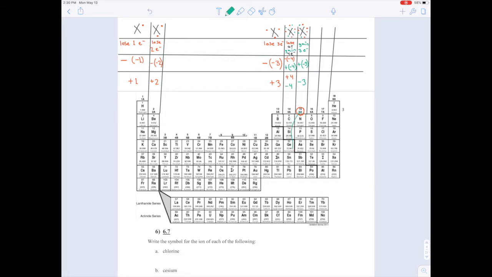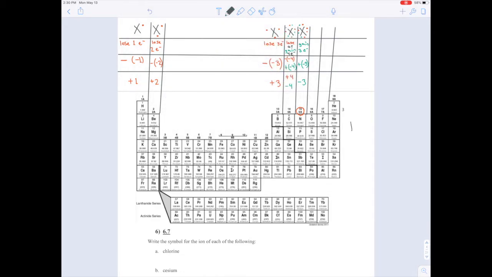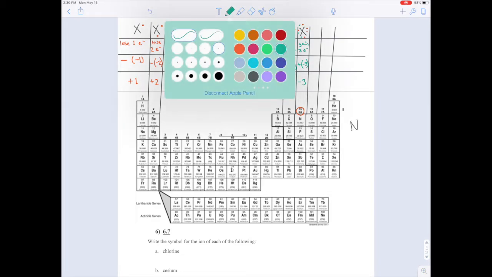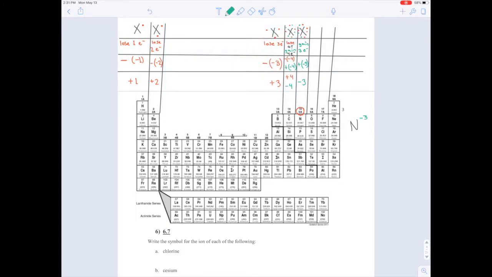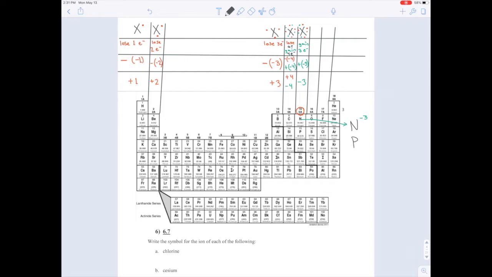And so anything in this column, 5A, when it becomes an ion, will have a -3 charge. For example, nitrogen would have a -3 charge. Or phosphorus would have a -3 charge. Anything in that column, when it becomes an ion, when it gets a charge, it would get a -3 charge.